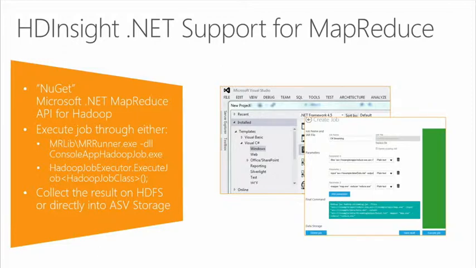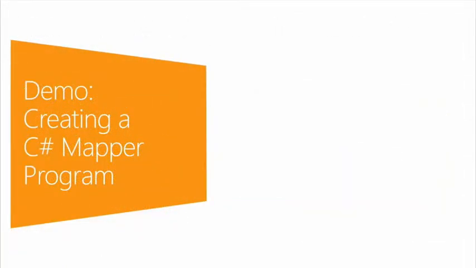Now, the MapReduce programs that you build here are typically DLLs, and the stub launches the methods in those DLLs and runs the mappers and reducers. That's all it does. Now with that, we have a demo for how to create a mapper using C#.